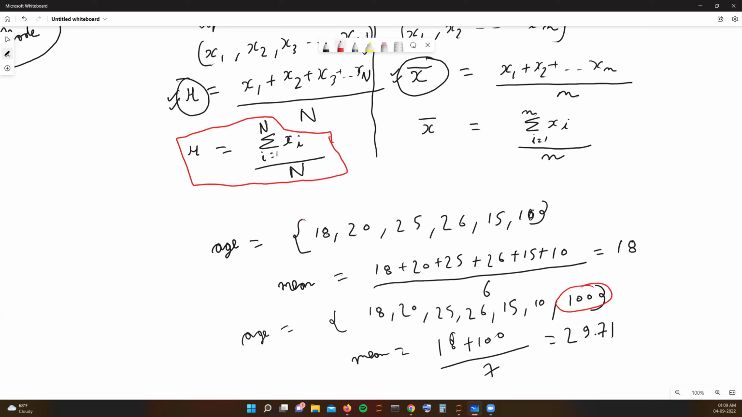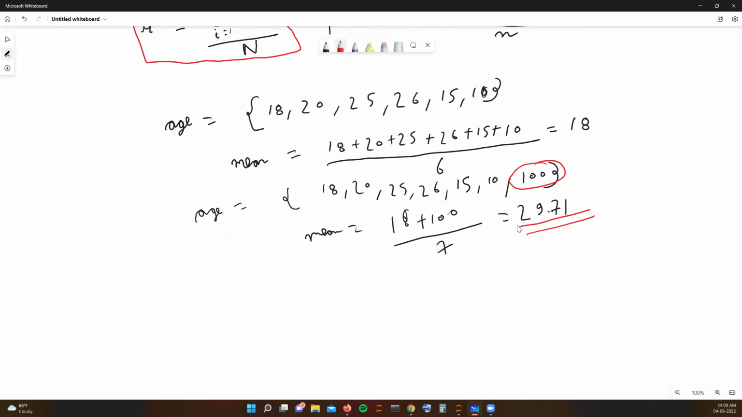So now it is not giving me a good central point, right? Because if you see this data, my maximum age was 26 until I added an outlier. And my mean is telling me that 29.71 will be the central tendency of this data, which is actually not a correct statement, right? Because 29.71 is above the 99th percentile of the data.